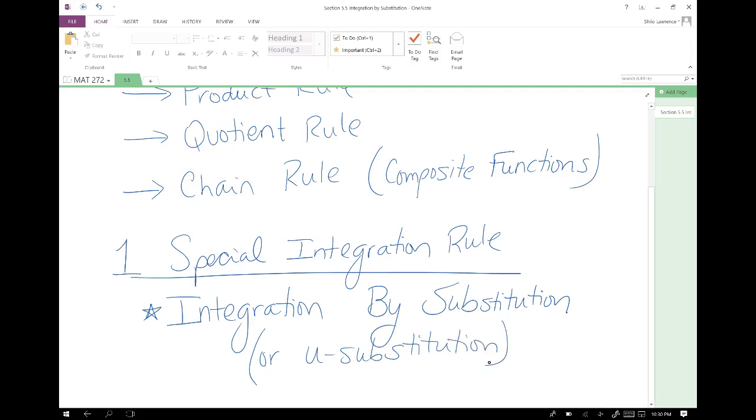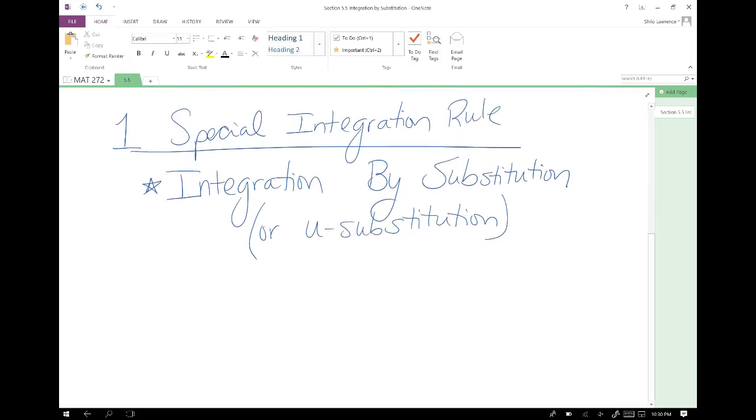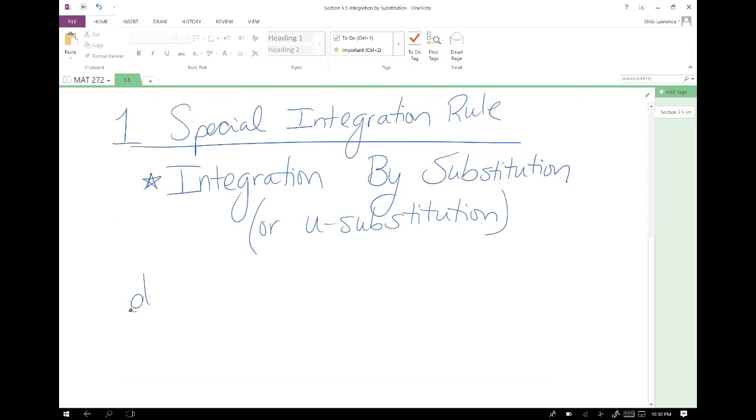Really, integration by substitution is just based on the derivative chain rule. When you do the chain rule, that formula sometimes just naturally creates a product or a quotient, depending on what those functions look like.